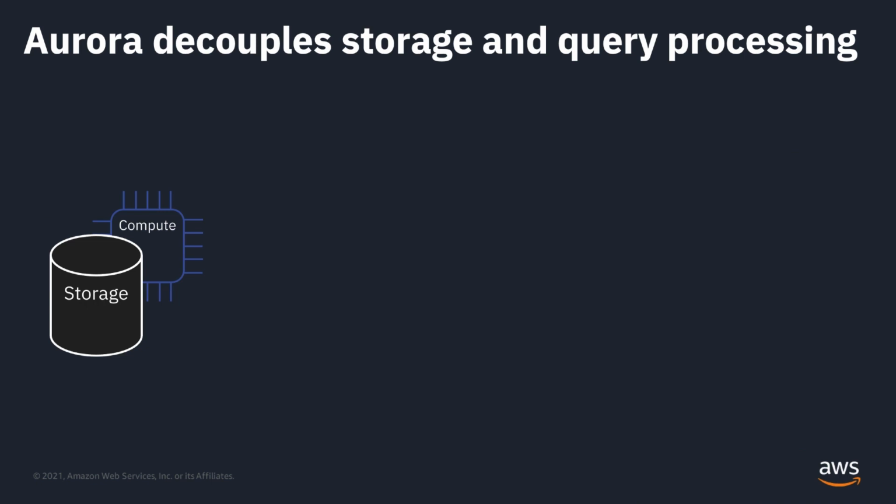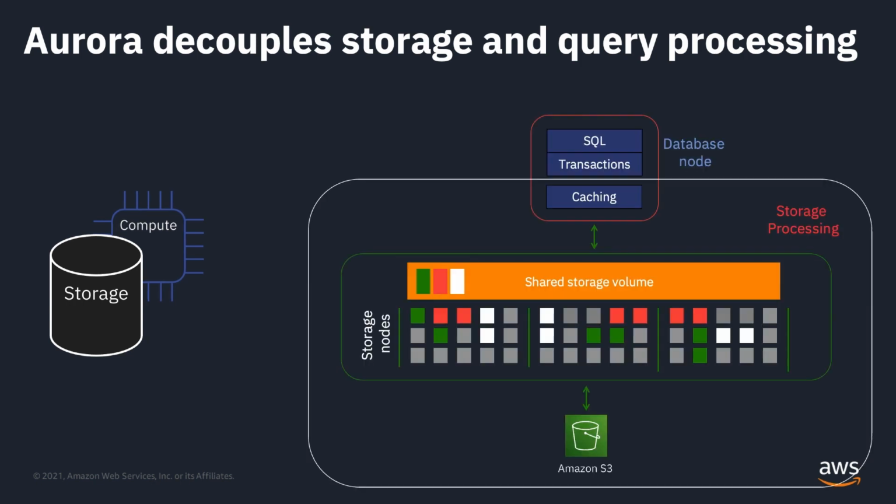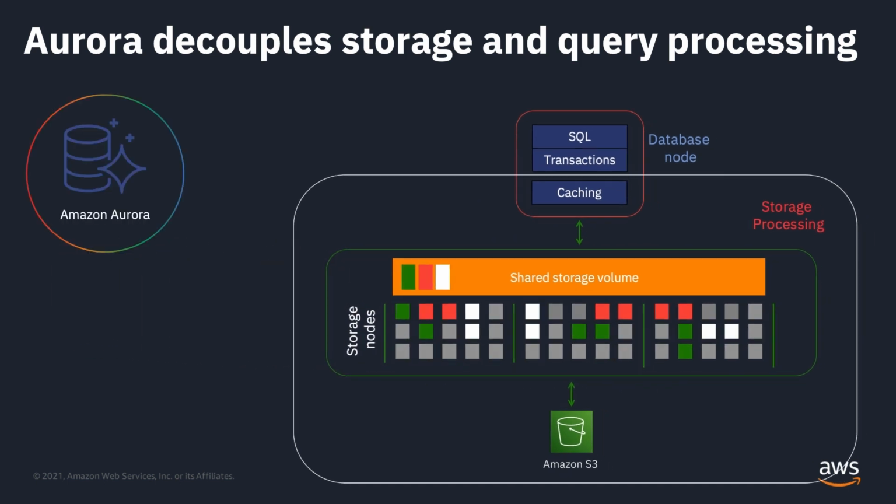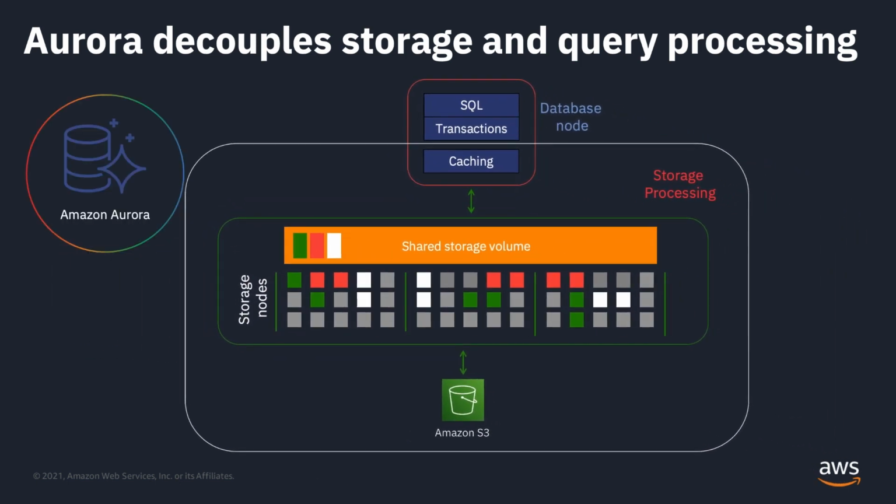So with Aurora, we've done things a bit differently. We've decoupled the compute and the storage layers, and in Aurora, the logging and the storage layer has been moved into a multi-tenant, purpose-built, distributed storage system, which is separate from the SQL, transactions, and caching layers handled at the compute layer.